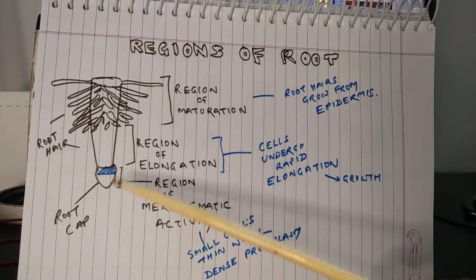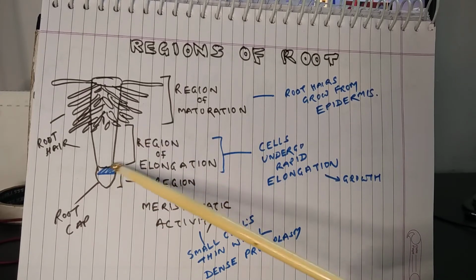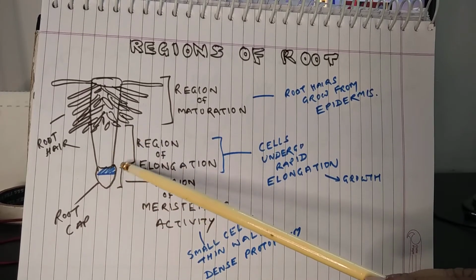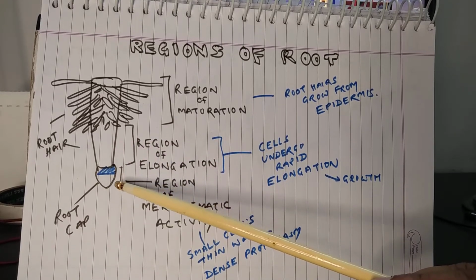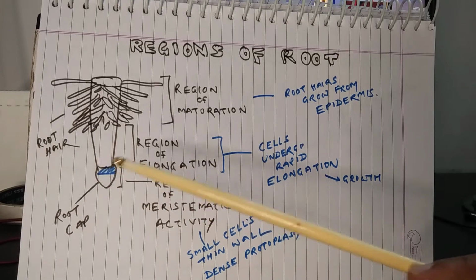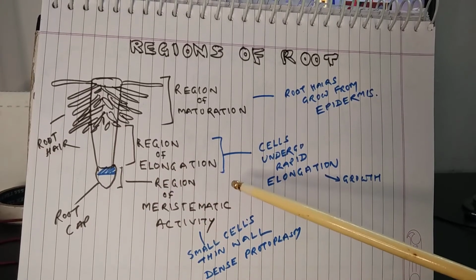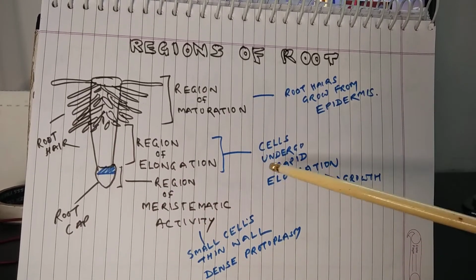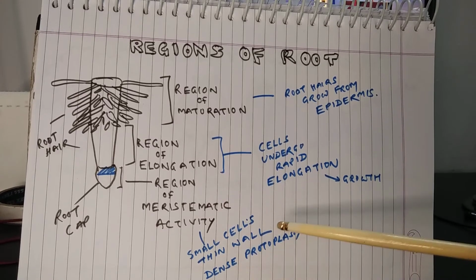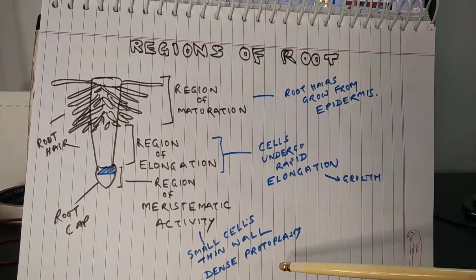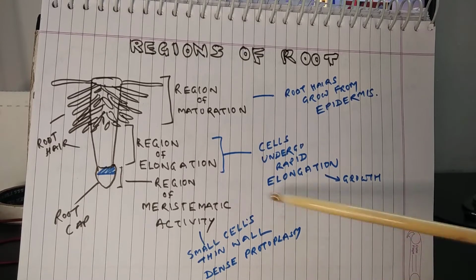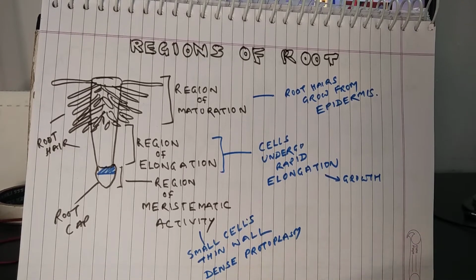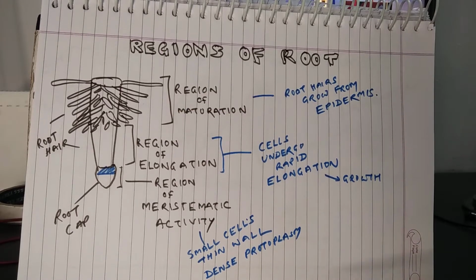And just above the root cap is the meristematic zone. Meristem means tissues in which cells have the capability of cell division. The cells in meristematic region are small, they have thin wall, and they have dense protoplasm, and they continuously undergo cell division, and this brings out growth in root. Then comes the region of elongation.